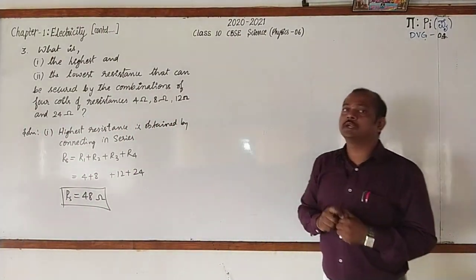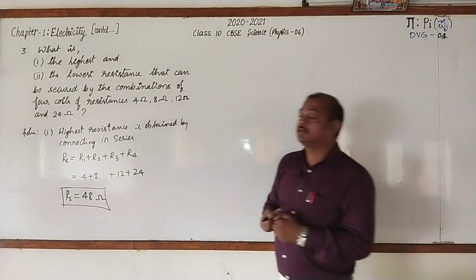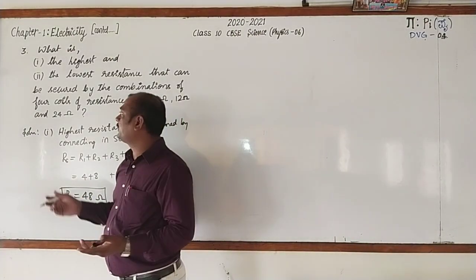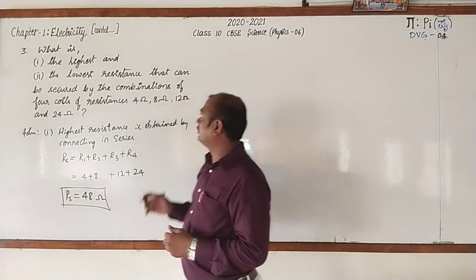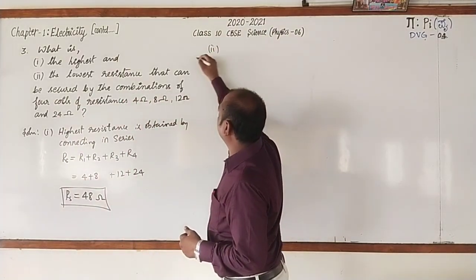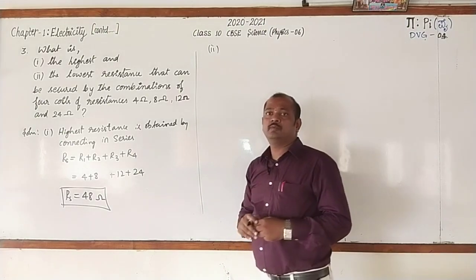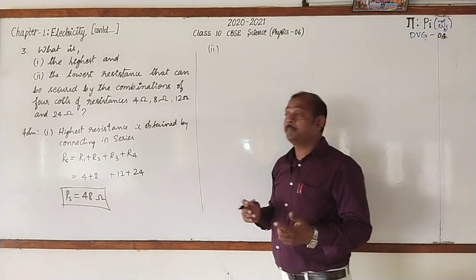But how do you come to know that it is the highest value? Then for the sake of comparison, you can go for answering the second one. And we all know that the lowest value is obtained when the resistors are connected in parallel.